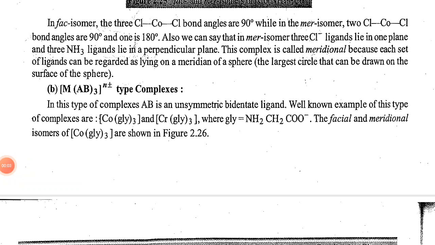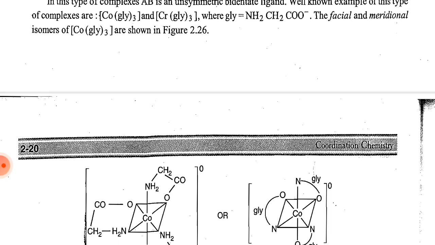Next type of complex. In this type of complex, AB is an unsymmetrical bidentate ligand. We all know examples of this type of complex, such as Co(gly)3 and Cr(gly)3, where gly is NH2CH2COO minus, and the facial and meridional isomers of Co(gly)3. So this type of complex shows unsymmetrical bidentate ligands. For example, glycine, NH2CH2COO minus, will show facial and meridional isomers; facial is the cis isomer, meridional is the trans isomer.